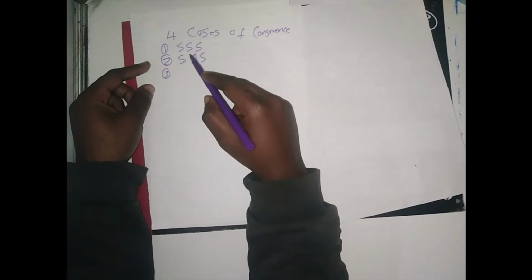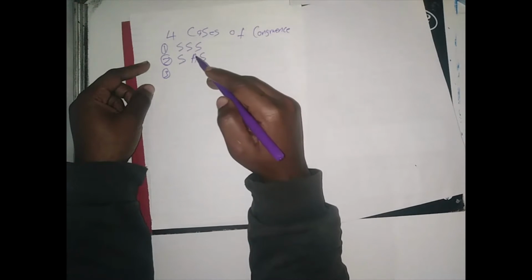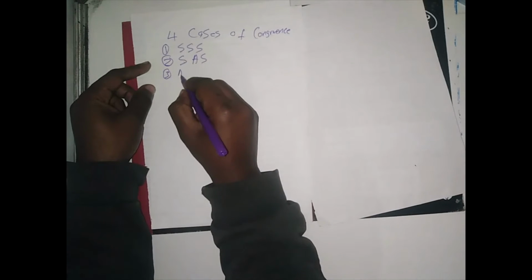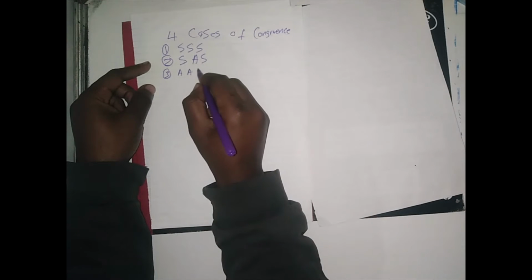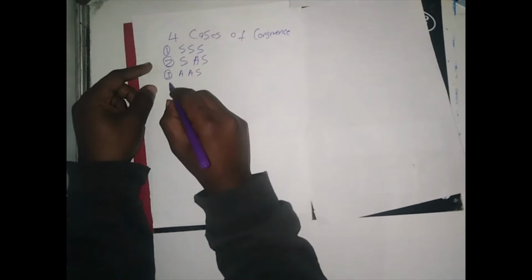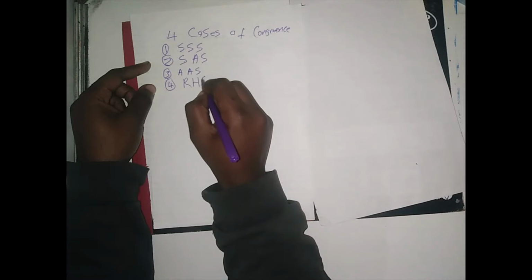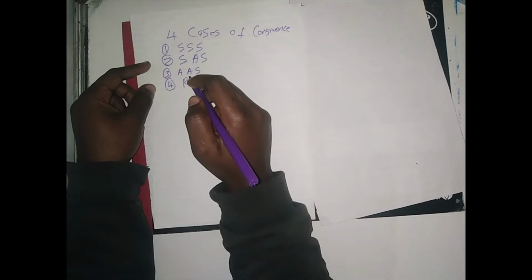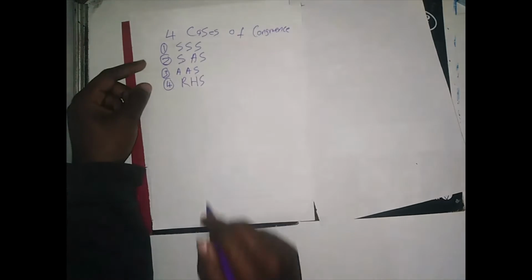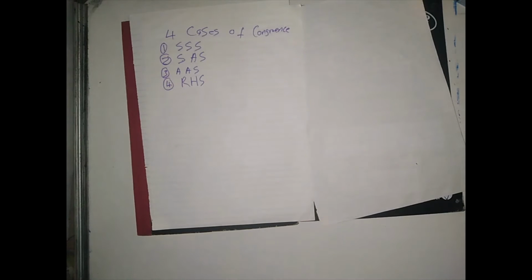So it's side, side, side; it's side, angle, side; and then you've got angle, angle, side; and then the last one, which is number 4, which is the right angle, hypotenuse, side. So those are 4 cases of congruence.